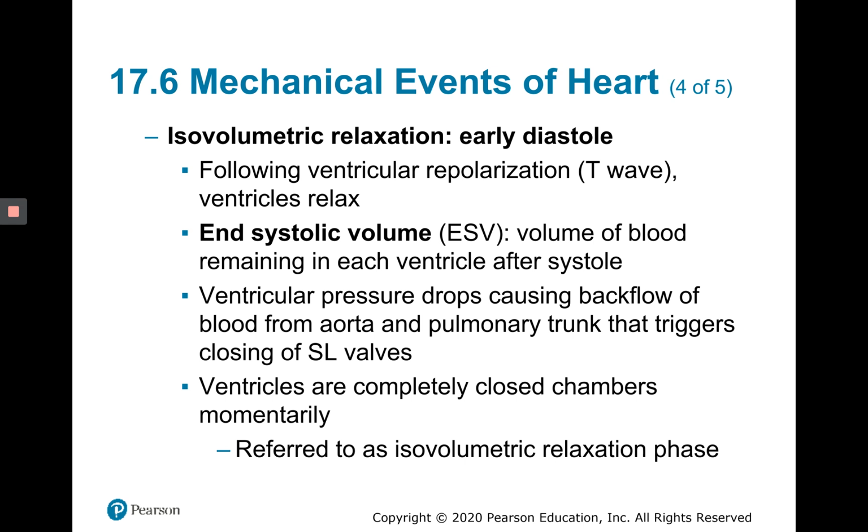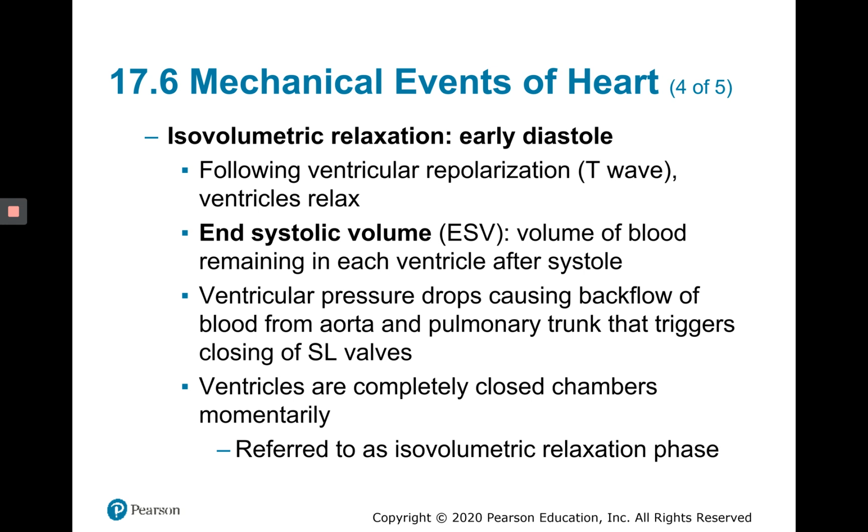Isovolumetric relaxation will follow. So this is right after ventricular ejection, following ventricular repolarization. So the ventricles are going to start to relax. This is what we're seeing as the T wave in the EKG. During this time, there's going to be a low volume of blood in the ventricles, and this volume of blood is termed the end systolic volume. It's the volume of blood remaining in each ventricle after systole or contraction, after that ventricular ejection.